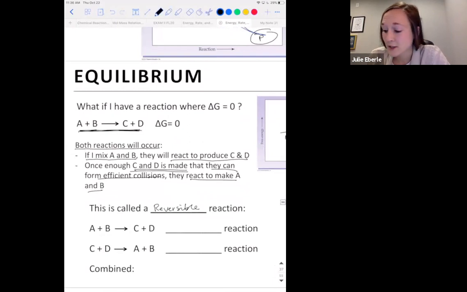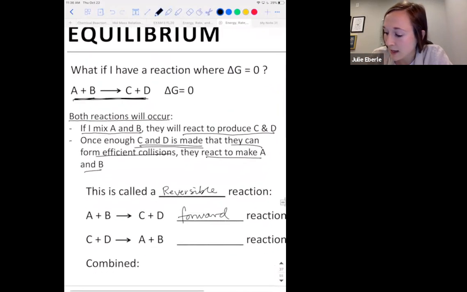This is called a reversible reaction. So here are the 2 reactions. We have A and B make C and D. We now call this the forward reaction. And C and D colliding and making A and B, we call this the reverse reaction.